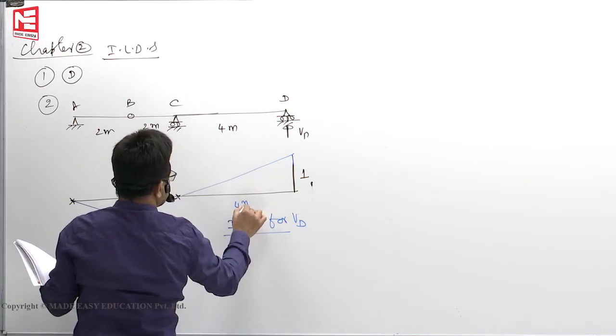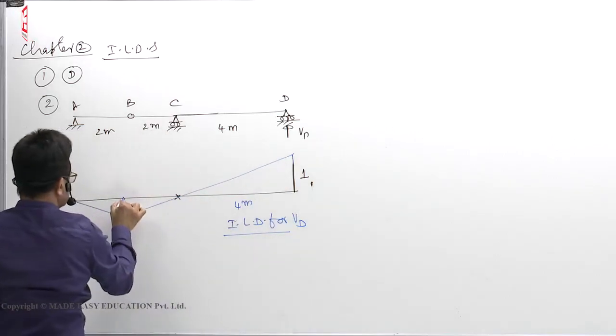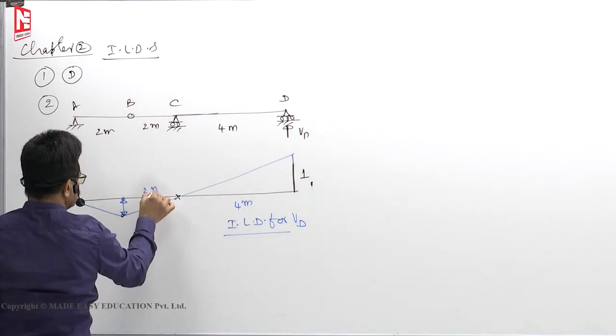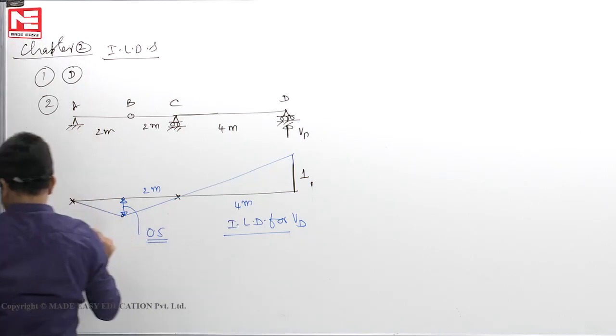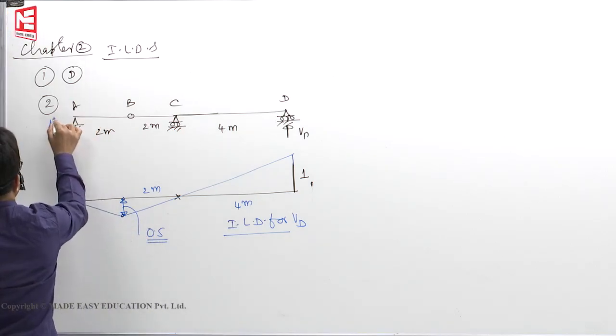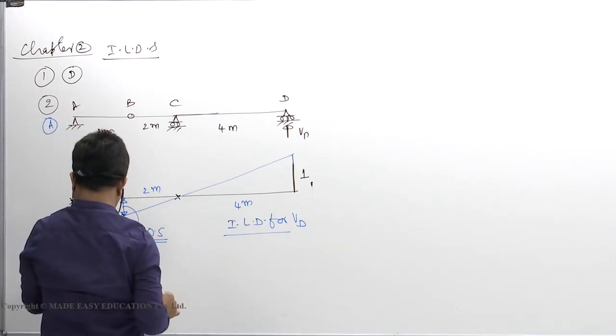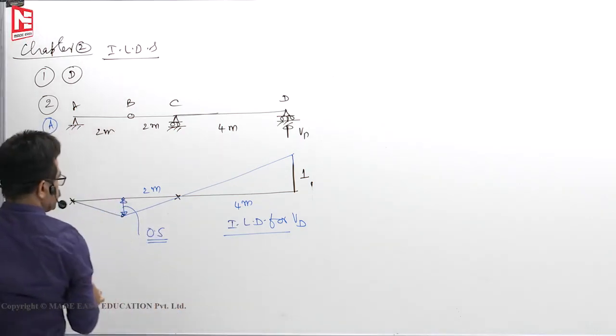This is 4 meters. For 4 meters, 1; for 2 meters, how much? This is asking 0.5. So ILD, this one is 0.5. So second question, A is the answer. Next, third one.